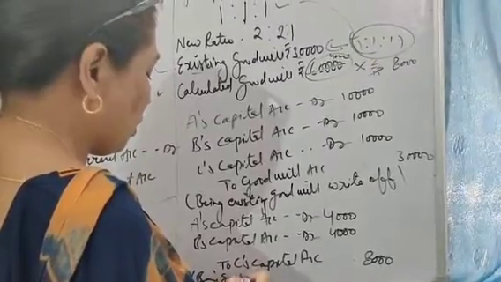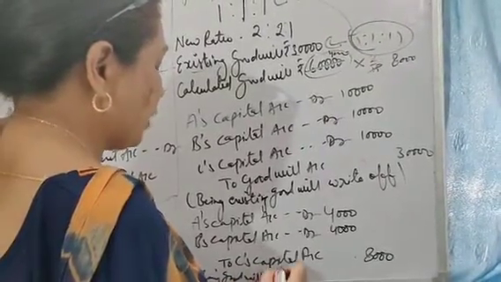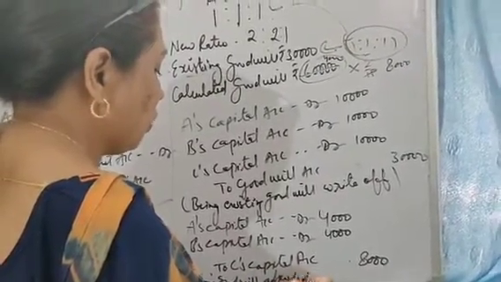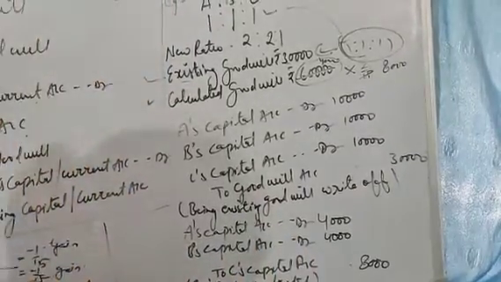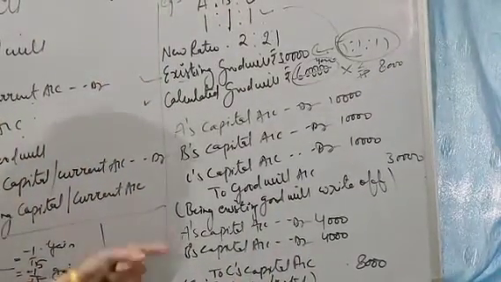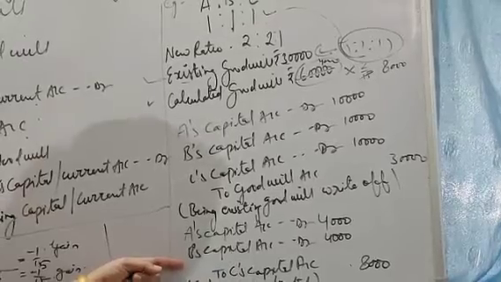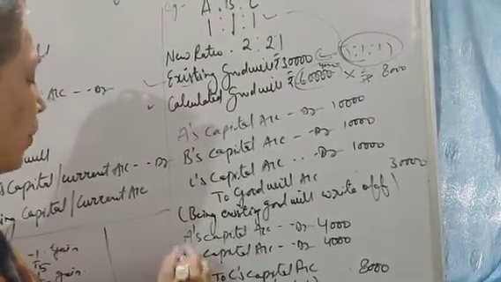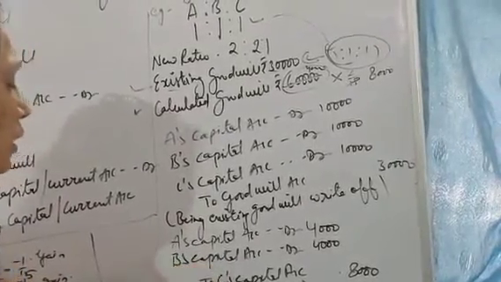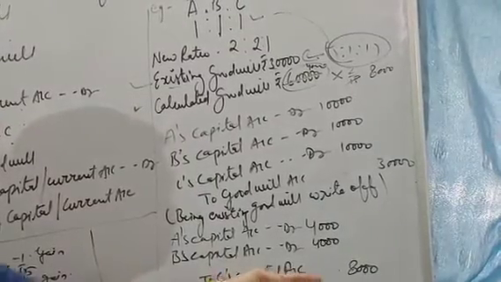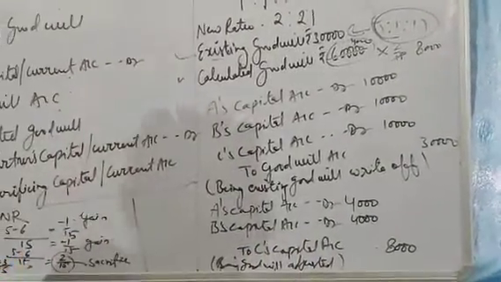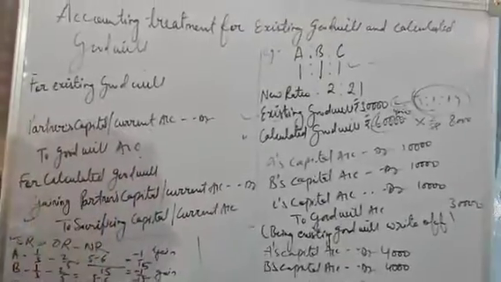Being goodwill adjusted. Okay, by a single entry you have adjusted goodwill here. A and B are gaining partners, that's why we have to debit them, and C is sacrificing partner, that's why C should be credited. So this much for that topic.